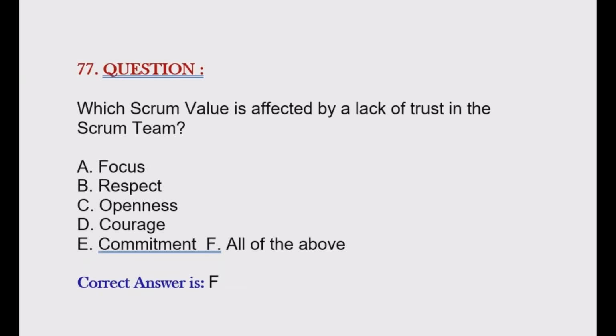Question is, which Scrum value is affected by a lack of trust in the Scrum team? Option A, focus. Option B, respect. Option C, openness. Option D, courage. Option E, commitment. Option F, all of the above. Correct answer is option F.